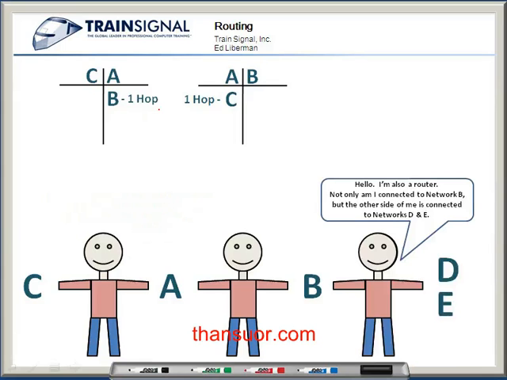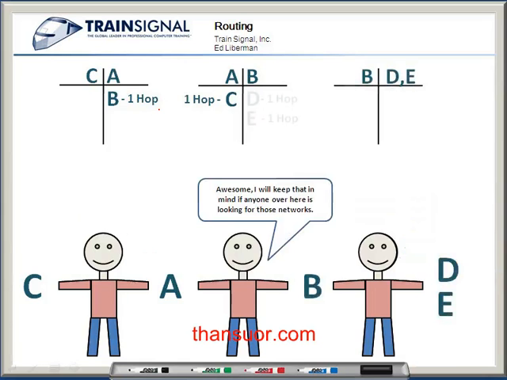Oh, look, there's another router coming into the picture. Hello, I'm a router, and not only am I connected to network B, but the other side of me is connected to networks D and E. And so once again, you can see that this router has been pre-configured with a routing table that shows B, D, and E. Awesome! I'll keep that in mind if anyone over here is looking for those networks.